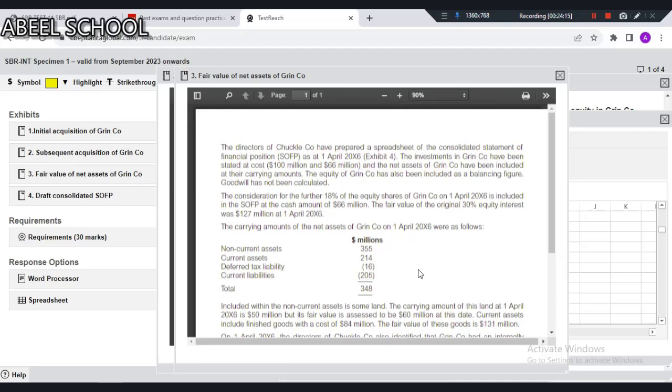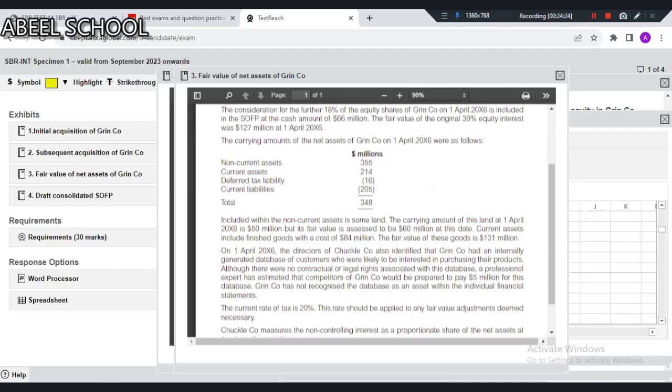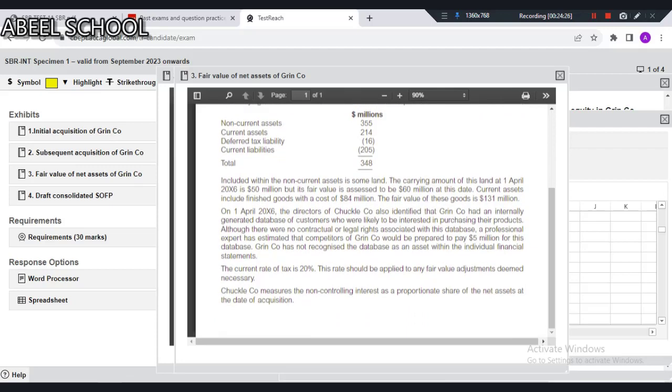Okay, so logically the cost of investment will be 66 plus 127 while computing the goodwill. The carrying amount of the net assets of Green Company were as follows: non-current assets, current assets. Included within the non-current assets is some land. The carrying amount of this land at 1st April X6 was 50, but the fair value is 60. So there is an upward fair value adjustment in the land by 10 million. But due to that, the deferred tax liability which relates to the fair value adjustment actually reduces your net asset at acquisition and increases the goodwill.